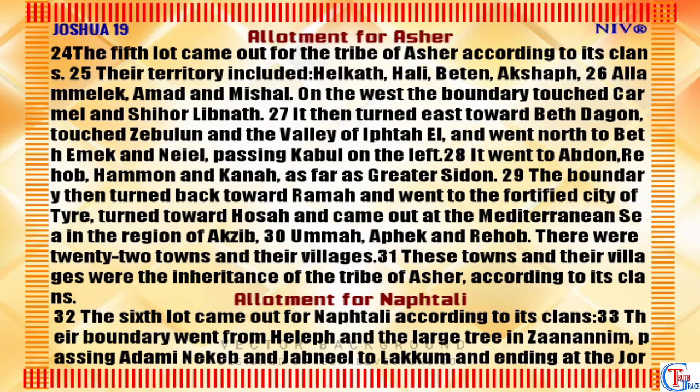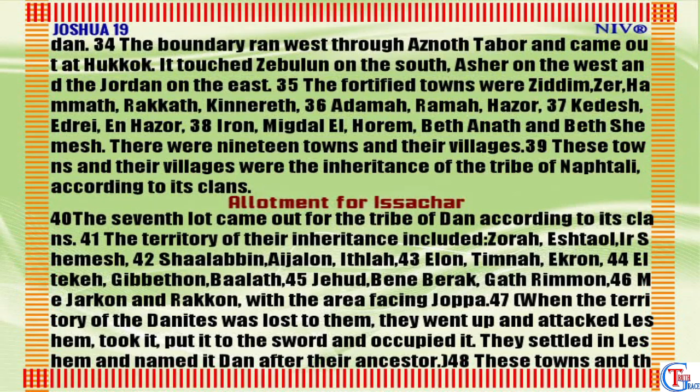The sixth lot came out for Naphtali according to its clans. Their boundary went from Heleph and the large tree in Zaananim, passing Adami-Nekeb and Jabneel to Lacham, and ending at the Jordan. The boundary ran west through Asnath-Tabor and came out at Hukkok. It touched Zebulun on the south, Asher on the west, and the Jordan on the east.